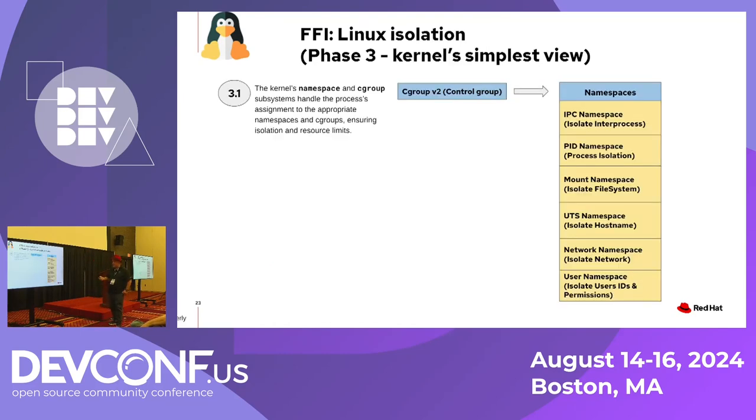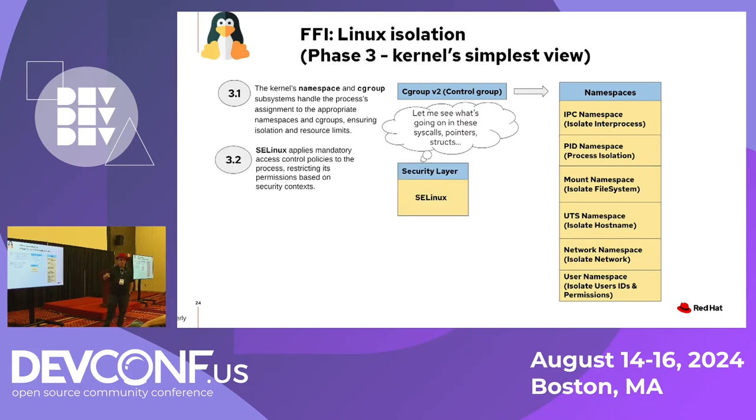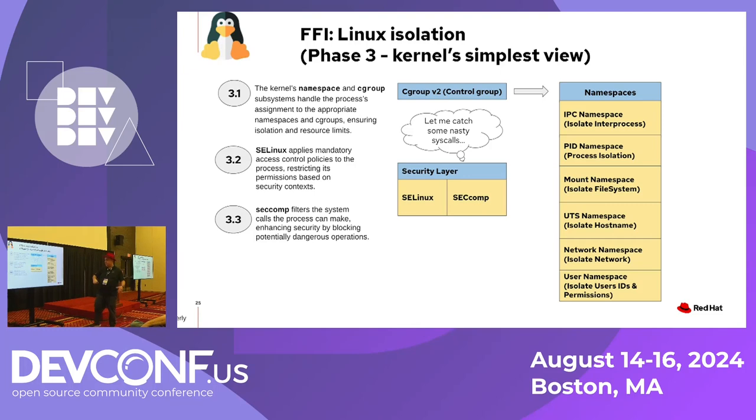Right? And this is the next phase, which is the kernel side. We also made a diagram about this. The kernel now receives the information. Then cgroup v2 starts to grab the information, and with the namespaces, starts to isolate the process and create the namespace. Then the SELinux layer starts to grab the information, checking the system calls, the structures, and which layer should apply. Then seccomp starts grabbing information as well. With seccomp you basically tell whether this system call used from this process is blocked or not. No. Yes. Okay.